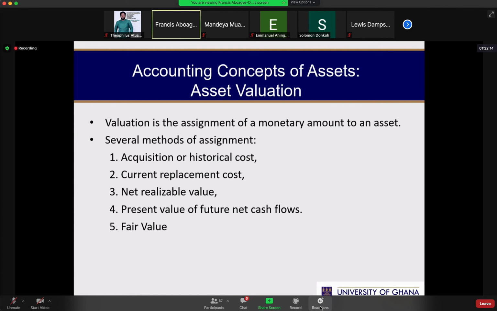So if you multiply the 5 cedis 10 pesos by the 10,000, it will give you 51,000. That is the net realizable value. If you compare the net realizable value of 51,000 with the cost of 50,000, then the cost is lower. So we ignore the net realizable value and use the cost, which is the lower of the two. That's how it was done.